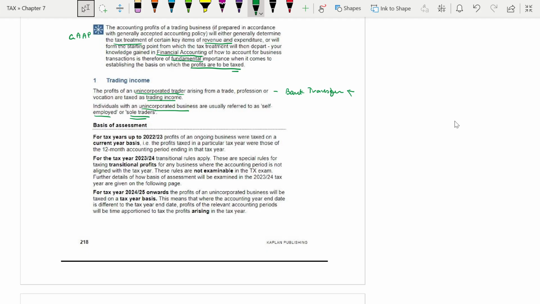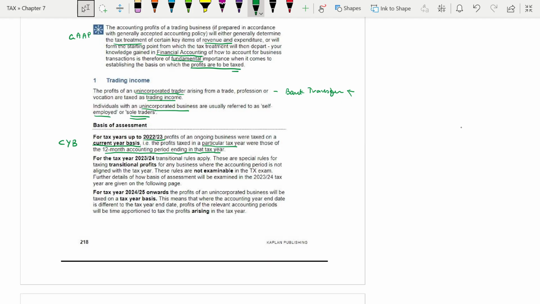What is the basis of assessment for the tax year up to 22-23 for profits on the ongoing business? We use something called CYB, the current year basis. The profits of the ongoing business are taxed on the current year. That is, the profits taxed in a particular tax year are those of the 12-month accounting period ending in that tax year.